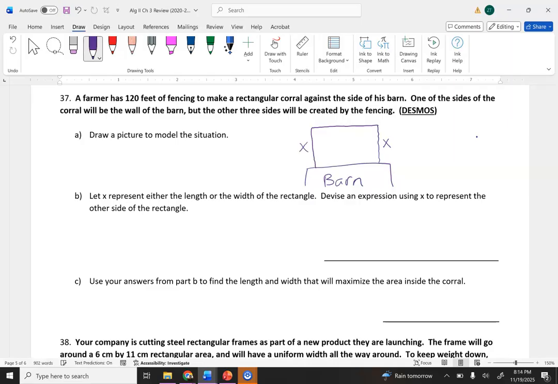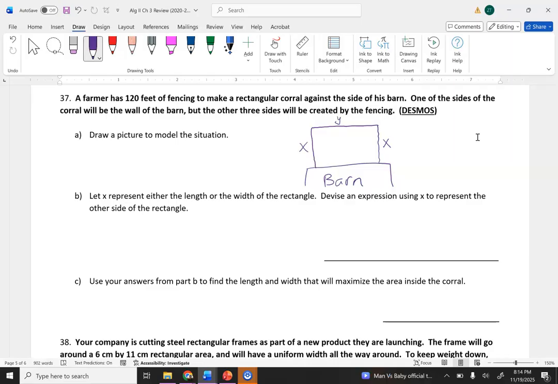Now it says, devise an expression using X to represent the other side of the rectangle. That would be this side right here. I'm going to call that side Y right now, because at the moment we don't know if this side is going to be the same as this side, or double that side. We don't know anything about it. So technically it's another variable, a new unknown. What we're supposed to do is figure out how to write Y in terms of X.